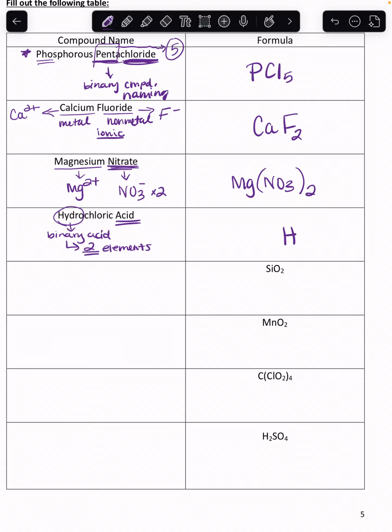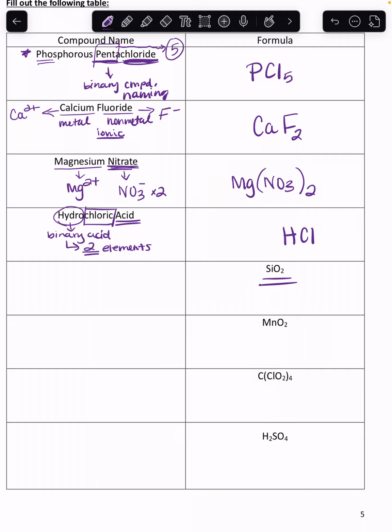Okay? So the question is, what is the other one? I challenge you, look at the rest of the word. Hydro means it's binary. And now I gotta look at chloric. This gives you your root nonmetal. Chloric means chlorine. So my formula is just HCl, hydrochloric acid. Awesome. Now we're going on to kind of the opposite. We're moving back. Formula to compound name, okay?